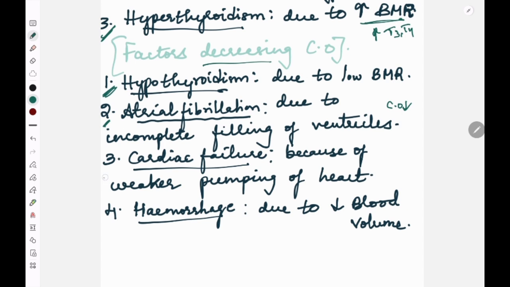The next one is cardiac failure, where the heart cannot pump the blood. There is inability of the heart to pump the blood. The fourth one is hemorrhage. What is hemorrhage? Blood loss. Due to any external or internal factor, there is blood loss in the body that will lead to decreased blood volume, and because of that there is decreased cardiac output.